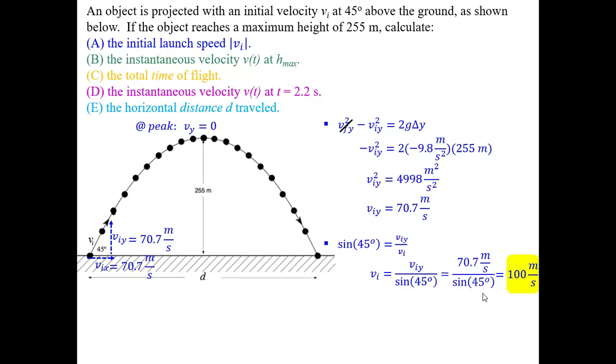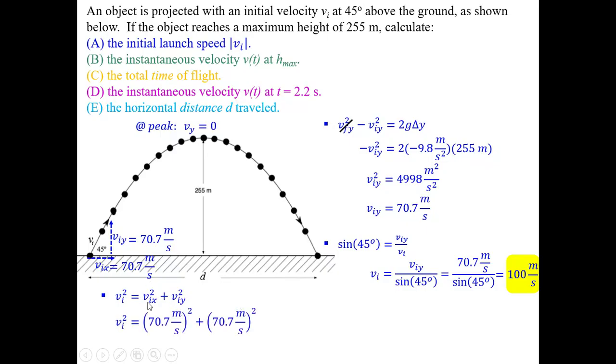Now, if you don't want to do it this way, you can apply different math strategies here. So here, I can just apply the Pythagorean theorem. As I stated a couple times already, this is just a right triangle. Here, we got lucky because this angle is 45 degrees. So therefore, the opposite side must equal the adjacent side when the right triangle is 45, right? So I can say VI squared is equal to VIX squared plus VIY squared. It's the same thing as saying C squared is equal to A squared plus B squared.